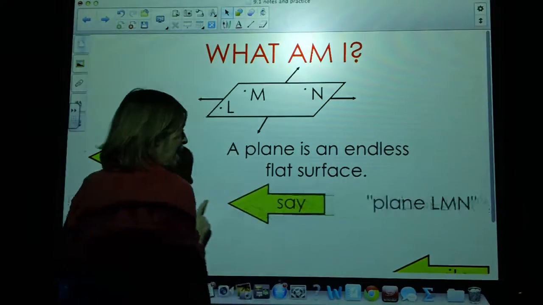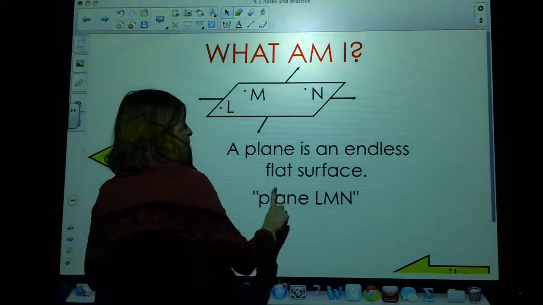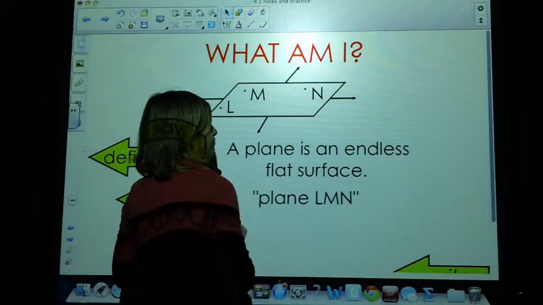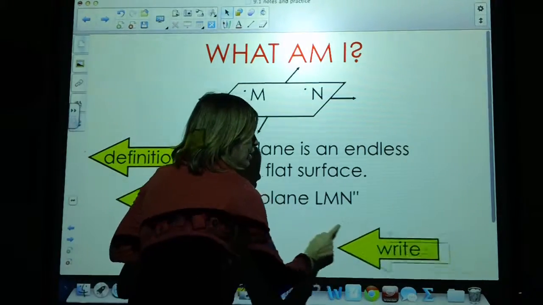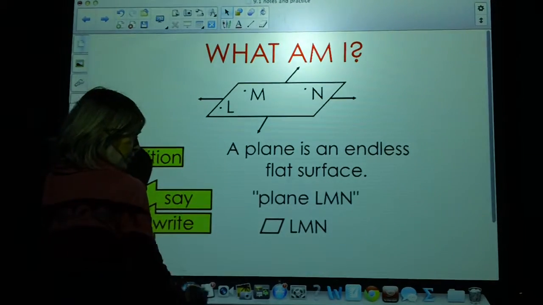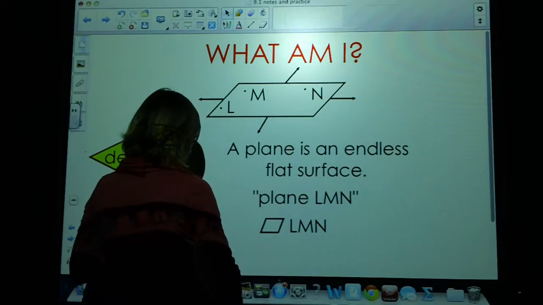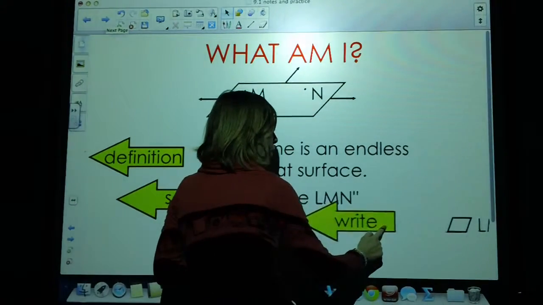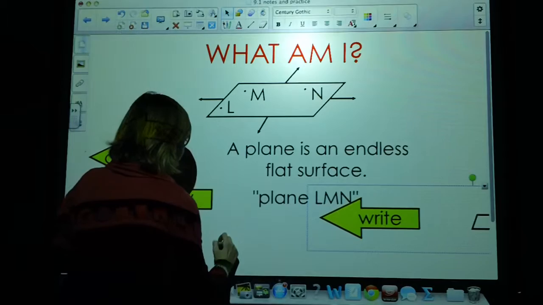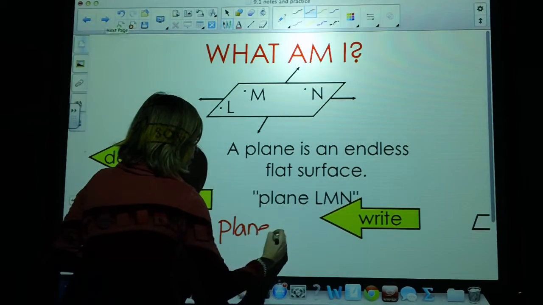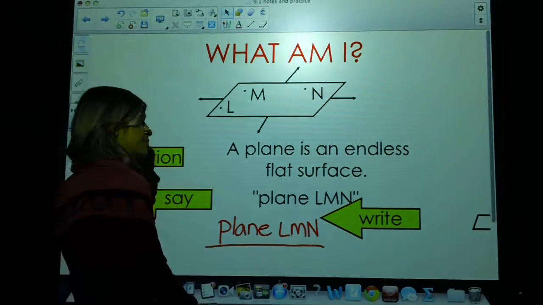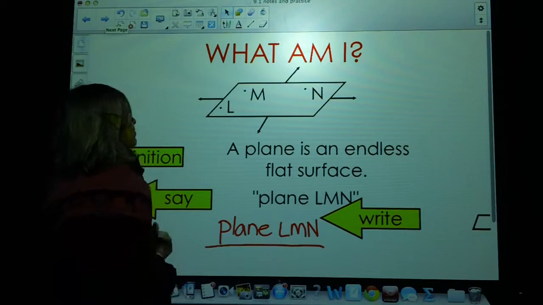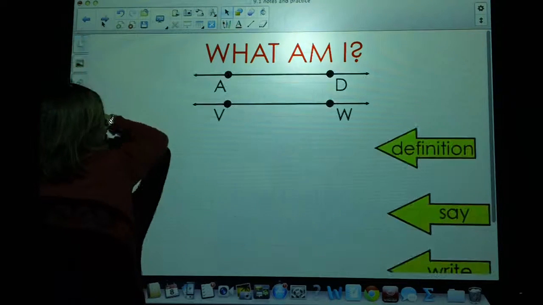We would call this plane LMN. See those 3 points on it? And if we would write it, oh, I'm not going to use that symbol. I'm sorry, I forgot to change this one. We would just write it as plane LMN for now, okay? For now.